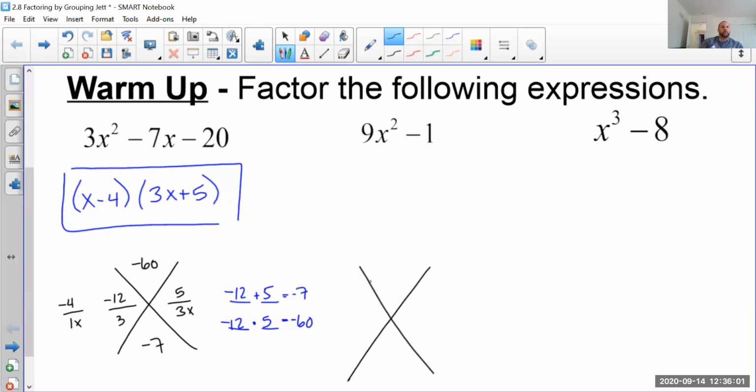Second one, we can do the same thing. A times C. B, our middle term is not there, so it's 0. Over 9, over 9. So I need two numbers that multiply into negative 9 and add into 0. I did that wrong, negative 9. So we should have positive 3, negative 3.